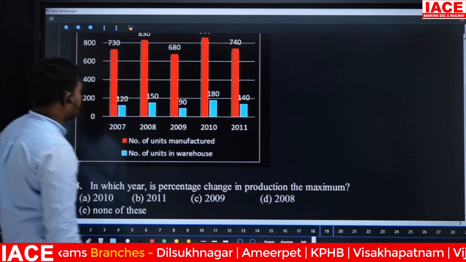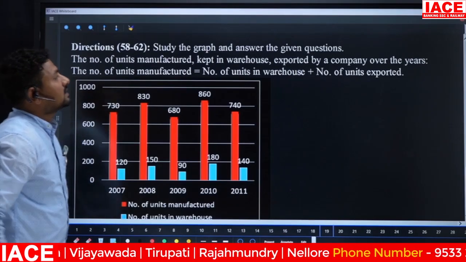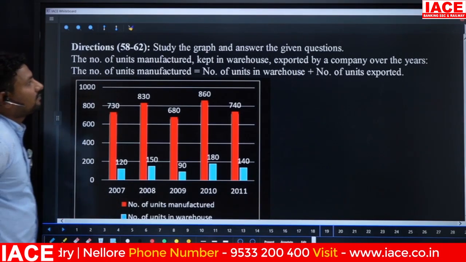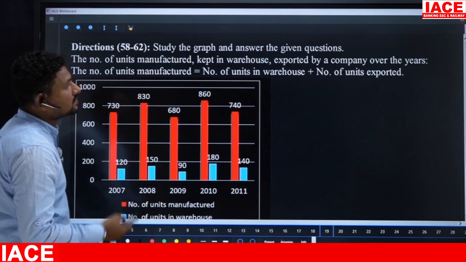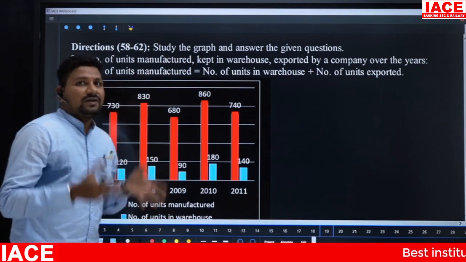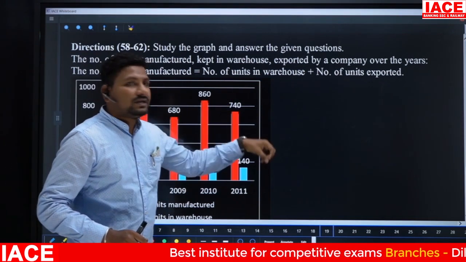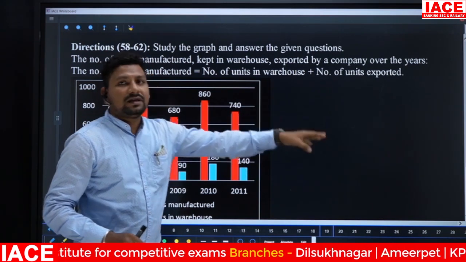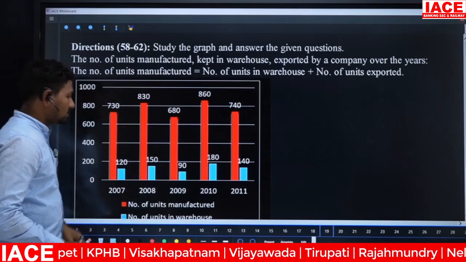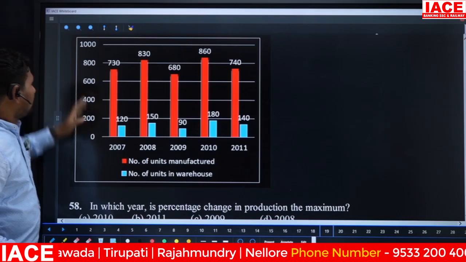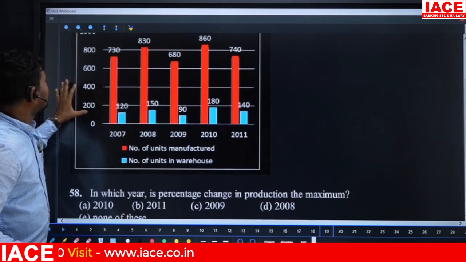And go for the next DI. Directions 58 to 62: study the graph and answer the given questions. The number of units manufactured, kept in the warehouse and exported by a company over the years. The number of units manufactured is equal to the number of units in warehouse plus the number of units exported. So any manufactured products are either kept in the warehouse, or some part of the products is exported. Both units added should equal the total manufacturing value. Coming to the DI, they have given 2007, 2008, 2009, 2010, 2011, up to 5 years. As per this, we should solve the questions.